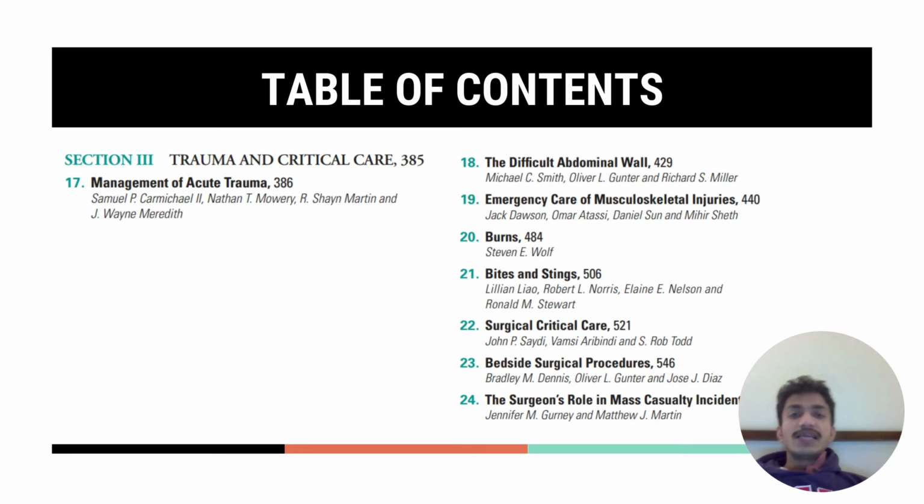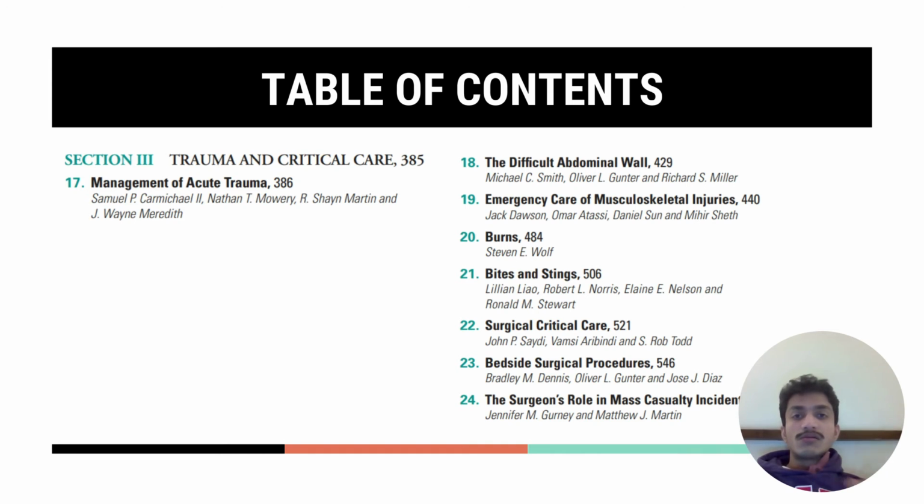Next, coming to section 3, trauma and critical care. Chapter 17, priority 1, first page to last page, equally important. Chapter 18, difficult abdominal wall, again priority 2, important, but not as much as chapter 17. Chapter 19 is priority 3. You can just screen it, and what you feel is important, just read that. Chapter 20, again very important, you need to read from first page to last page, that is priority 1.